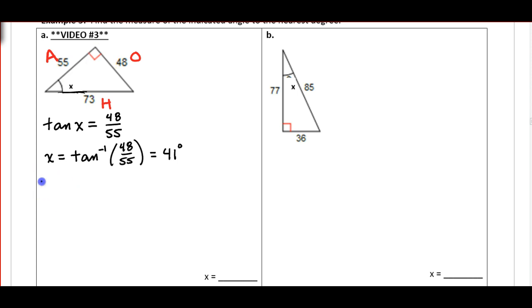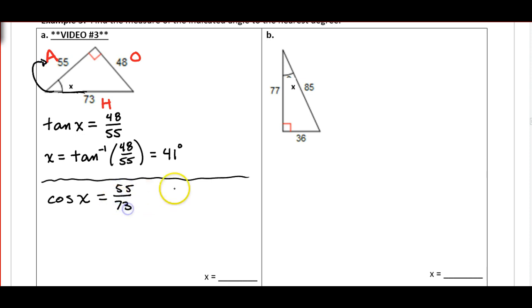So again, since we have all three sides, I can use any of the three trig functions, sine, cosine, or tangent. So let's try this one more time using cosine and see if we get the same answer. So cosine of x, cosine is adjacent over hypotenuse, so my adjacent side is that 55, so 55 over the hypotenuse, which is 73. So I know that x is going to be the cosine inverse of 55 over 73. Go ahead and plug that in, and hopefully you get 41 degrees again. So x is 41 degrees. Don't forget your degree symbol.